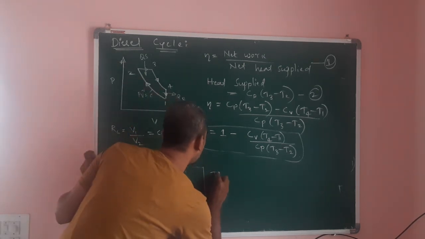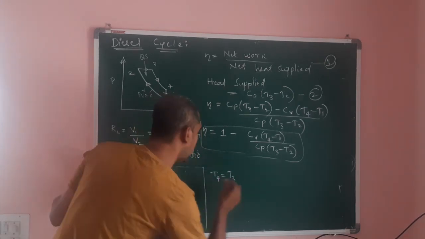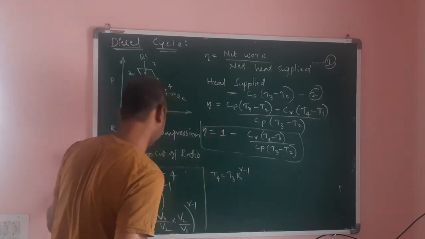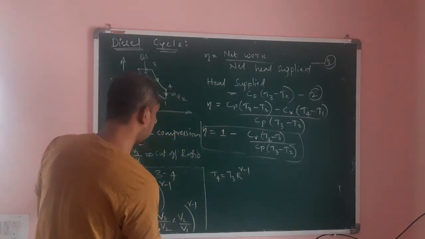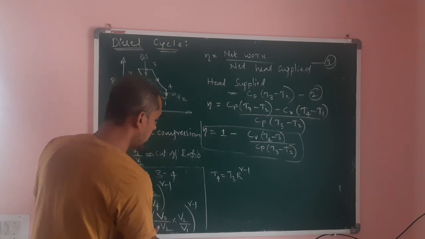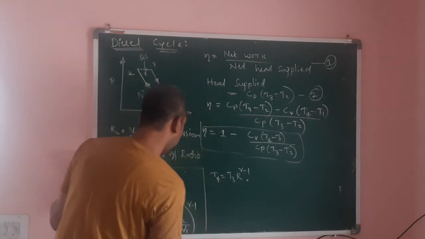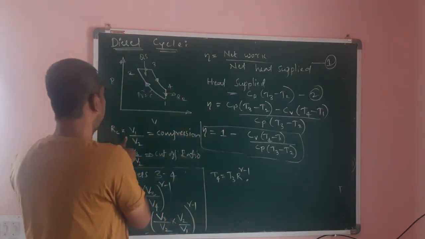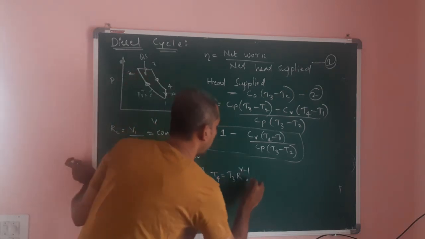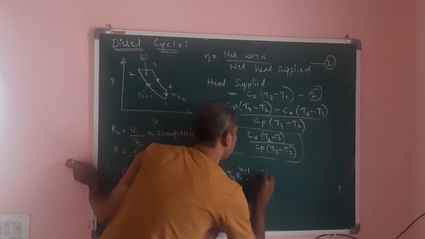Therefore, T4 will be equal to T3 into r raised to gamma minus 1. This P3 by P2 is r, therefore r raised to gamma minus 1, into, since P2 by P1 is 1 by rc, 1 by rc raised to gamma minus 1.